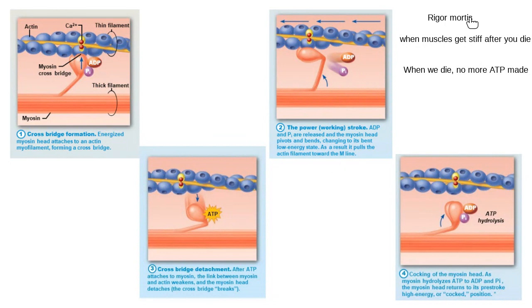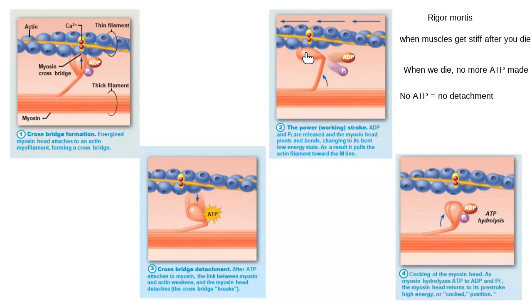Okay, so let's go back to rigor mortis. When I die, I don't make any more ATP. If I'm not making any more ATP, what is not going to happen in my cell? Yeah, Jacqueline is nervous, but she's totally right. No ATP equals no detachment. If I don't have this ATP to give to myosin, myosin is going to stay right here. Myosin is going to stay attached to actin, and it's never going to let go.